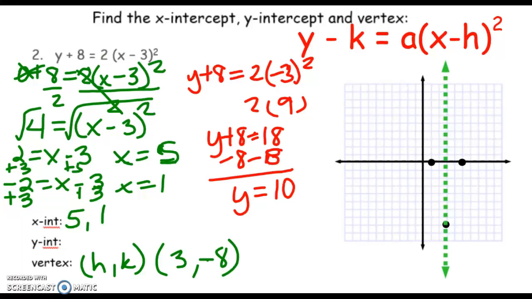So on my y-axis, I know that that's going to be 10. I can make it all the way up here. And again, it's going to be symmetrical. So it's over one more right here. And it makes a nice smooth parabola for me.